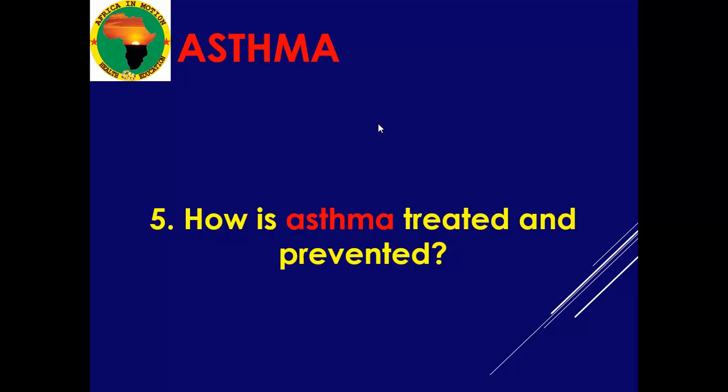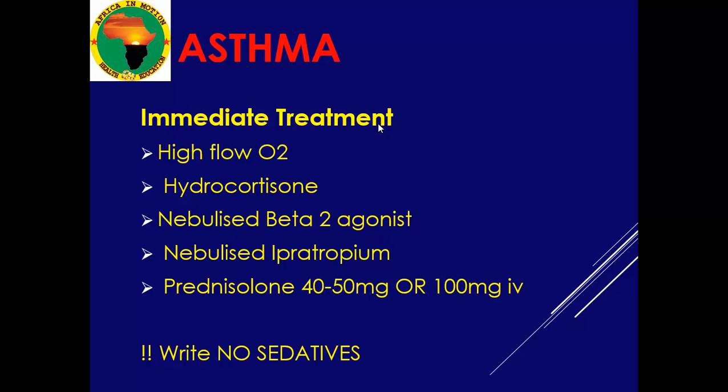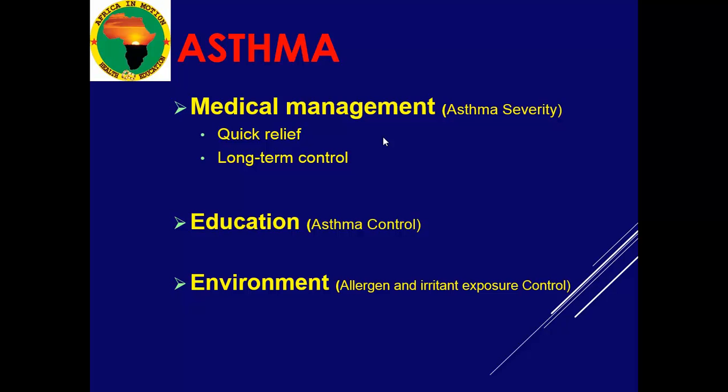How do we treat asthma? To treat asthma, you need to work on the modifiable factors, and you need to work on the medication. Lifestyle modification is important, but medication as well. High flow oxygen is important in the emergency room. You give hydrocortisone, which is a very strong anti-inflammatory medication. You can nebulize with a beta-2 agonist. You can use ipratropium nebulization, and you can give prednisolone as well. It's a good anti-inflammatory medication. It's a steroid. The sedatives are not needed in these instances.